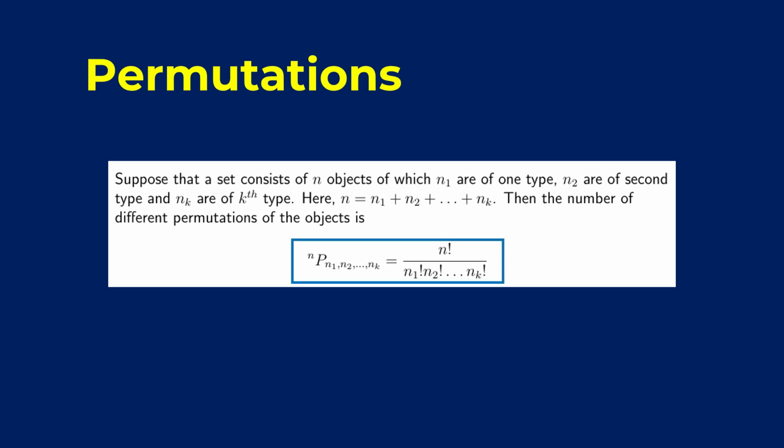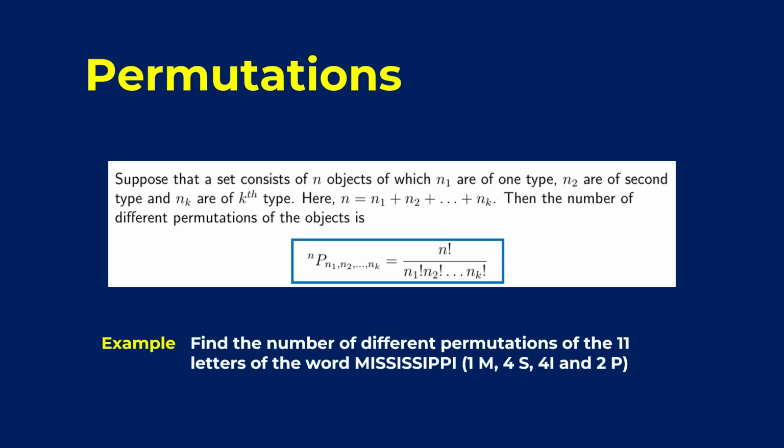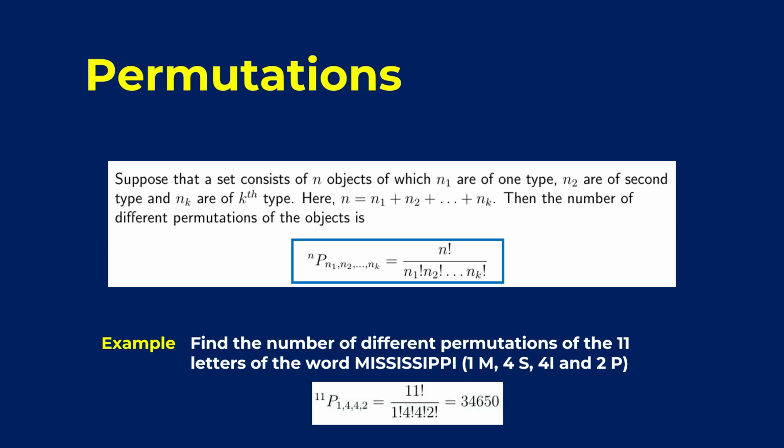Let's look at an example. In this example, we want to find the number of different permutations of the 11 letters of the word Mississippi, which contains 1 M, 4 S's, 4 I's, and 2 P's. Plugging this into the above formula, we find that there are 34,650 different permutations or arrangements of the letters in the word Mississippi.